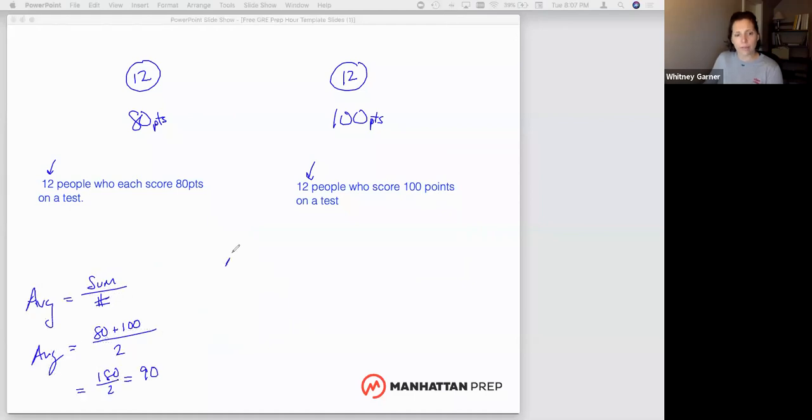My new average is going to be the 12 people times the 80 plus the 12 people times their 100, right? Because I could add it up 100 plus 100 plus 100 twelve times, or I multiply. And then I'm going to divide it by the total of 24 people. And then when I do that, I've got 960 plus 1200 divided by the 24.